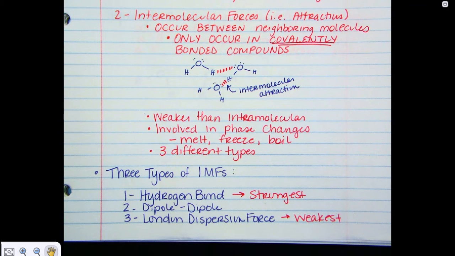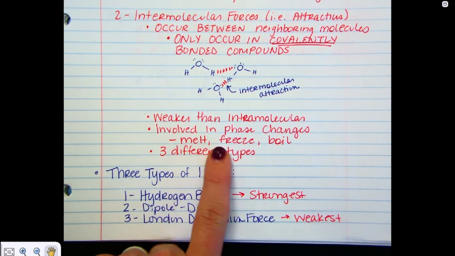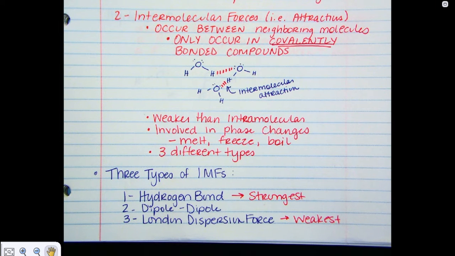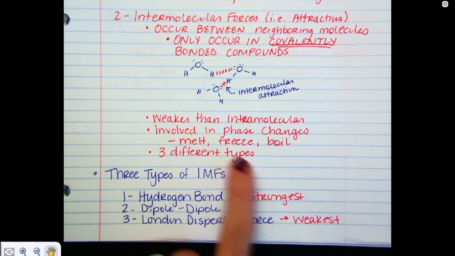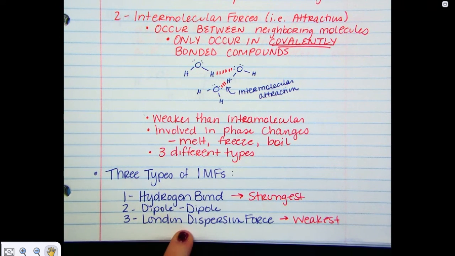And the other important thing to know about these intermolecular forces is that their effect is cumulative. I can have more than one of these. And the more of them I have, the more energy is going to be required to complete one of these phase changes. So if I have all three of these, more energy will be required to melt, boil, or freeze. If I only have one of them, it's going to require less energy.